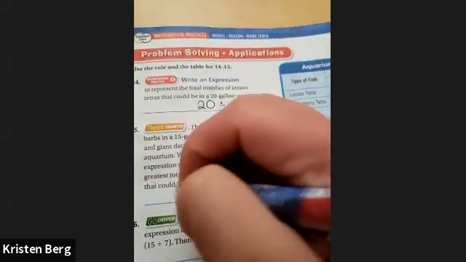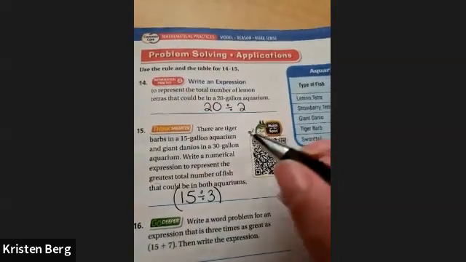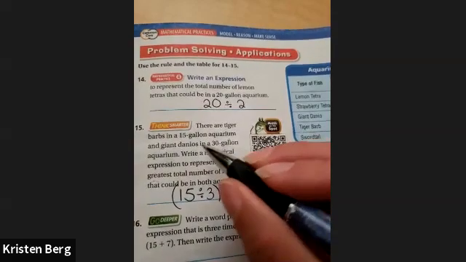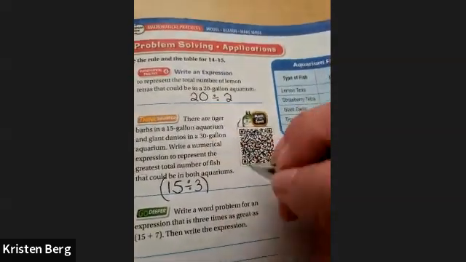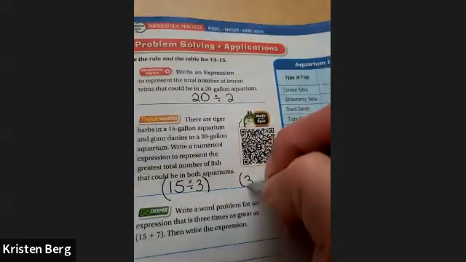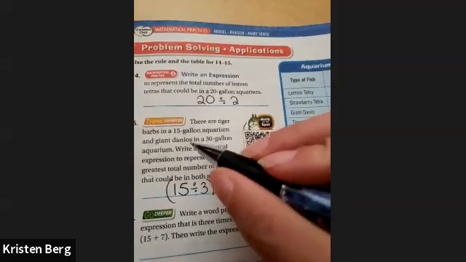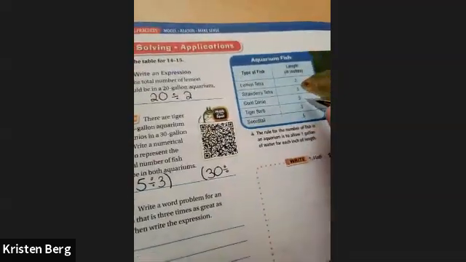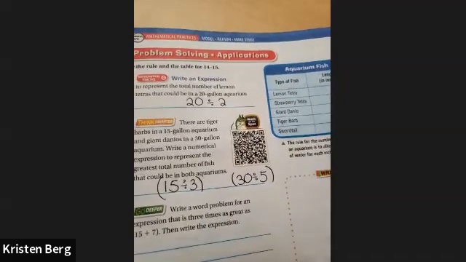So that is to tell you this aquarium. And then the next one is talking about giant danios in a 30-gallon. So we have a 30-gallon tank, and then we are going to divide that amongst how long a danio is, and that is 5. So then we would divide this amongst 5.